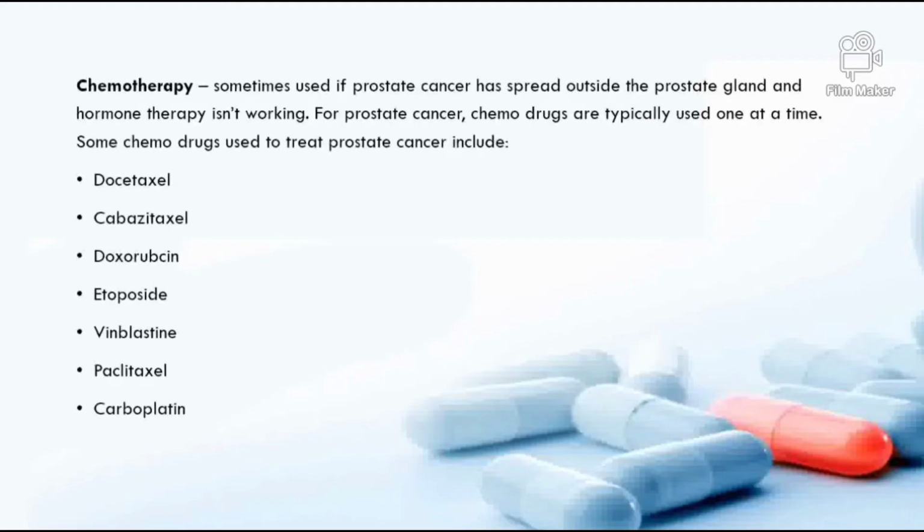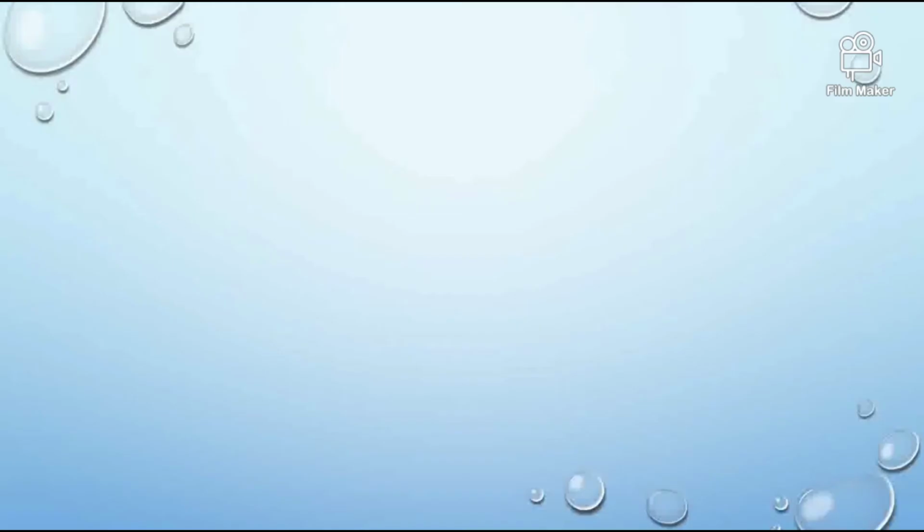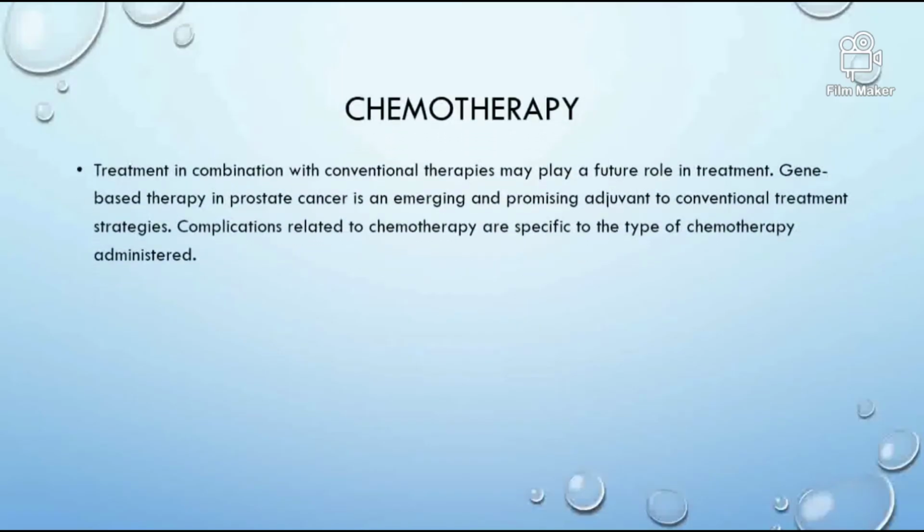Another is chemotherapy, sometimes used when prostate cancer has spread outside the prostate gland and hormone therapy isn't working. For prostate cancer, chemo drugs are typically used one at a time. Some chemo drugs used to treat prostate cancer include docetaxel, cabazitaxel, doxorubicin, etoposide, vinblastine, paclitaxel, and carboplatin. Chemotherapy in combination with conventional therapies may play a future role in treatment. Gene-based therapy in prostate cancer is an emerging and promising adjuvant to conventional treatment strategies.